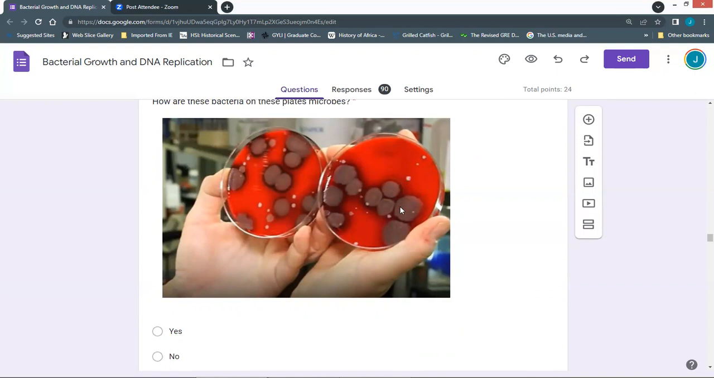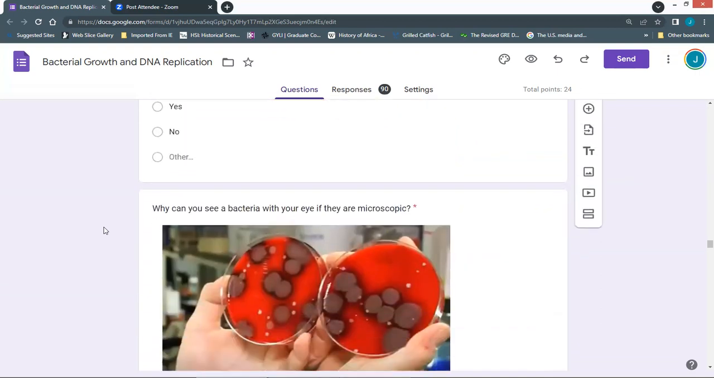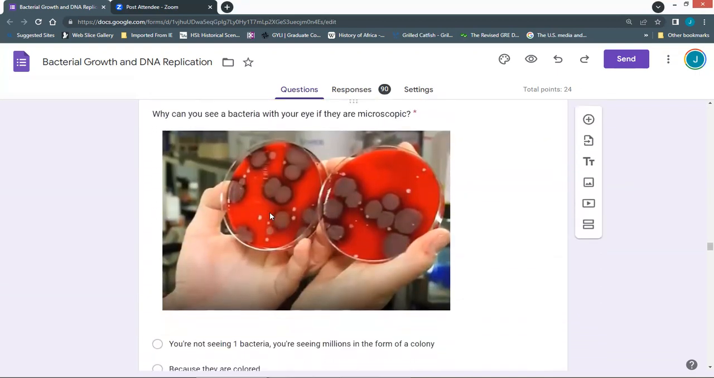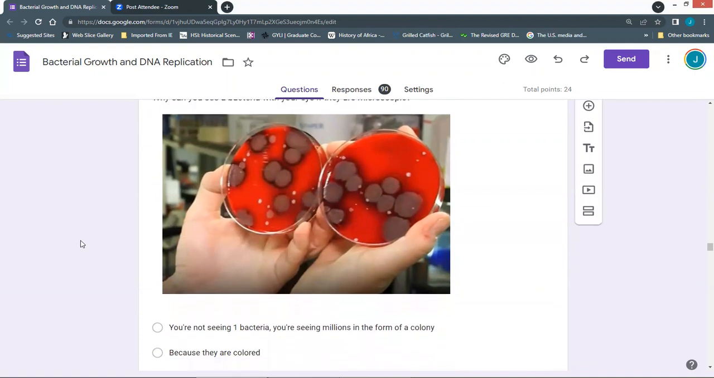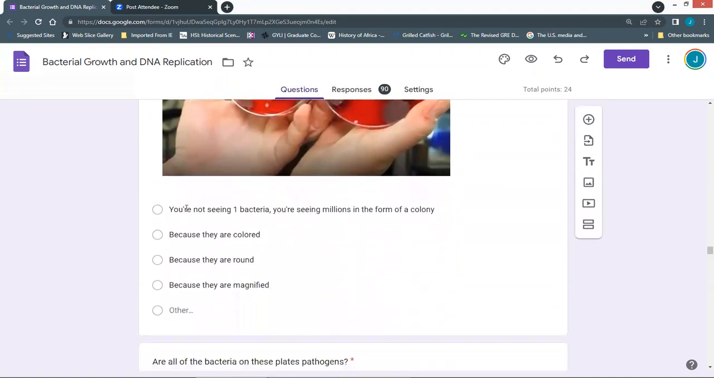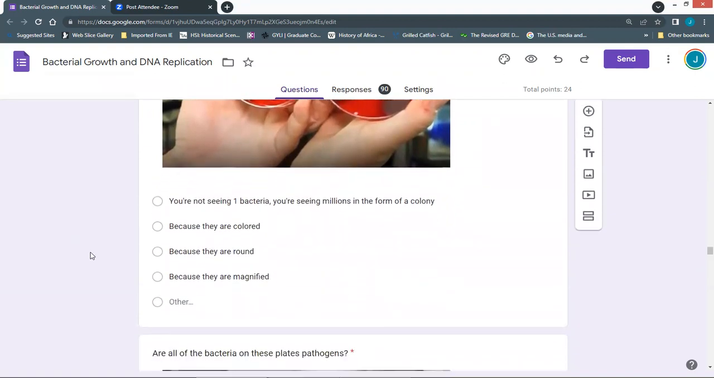But you can see these colonies with your eyes. So how are those microbes if you can see the colonies with your eyes? And the answer is you're not seeing one organism, you're seeing millions. Continuing on, why can you see these bacteria with your eye if they're microscopic? And I just told you that you're not seeing one, you're seeing millions.